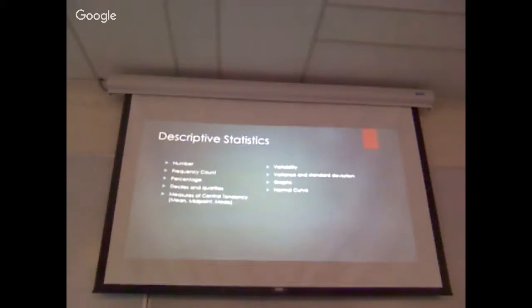Descriptive statistics, well, how many: number, frequency count, percentages, deciles and quartiles. And if you haven't dealt with deciles and quartiles before, deciles are where you take a group of numbers and break it down into 10% categories; quartiles, 25% categories. Measures of central tendency. I know everybody here is probably very familiar with the mean, the midpoint or median, and the mode.